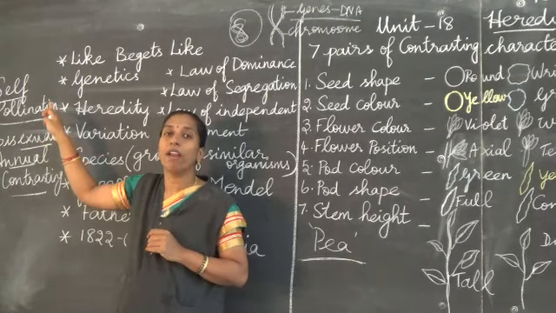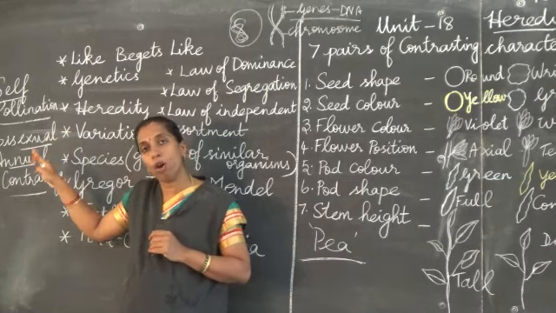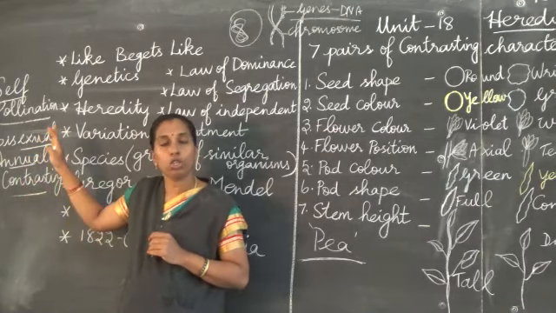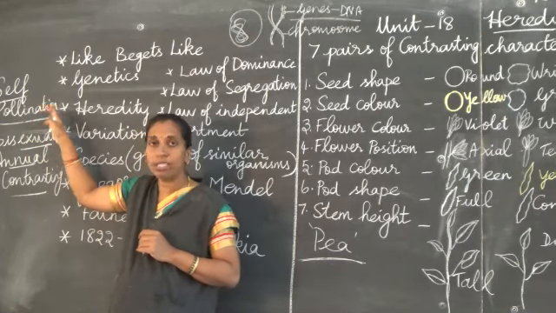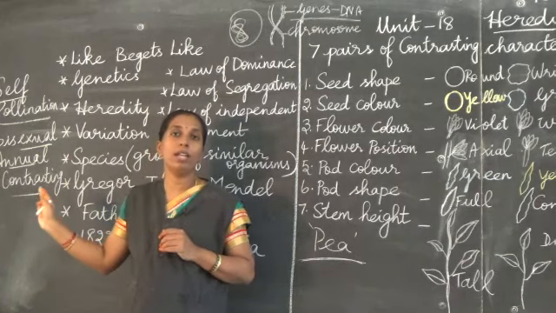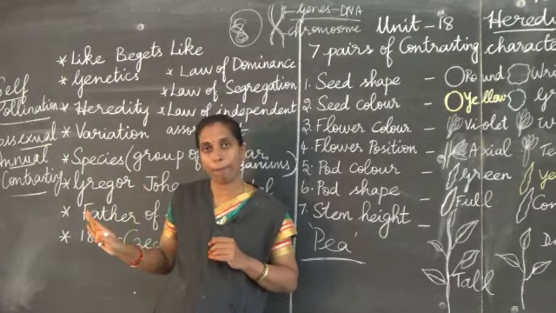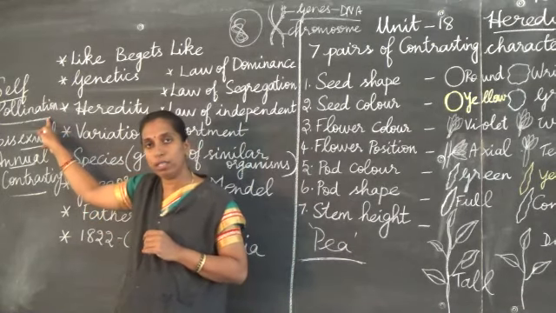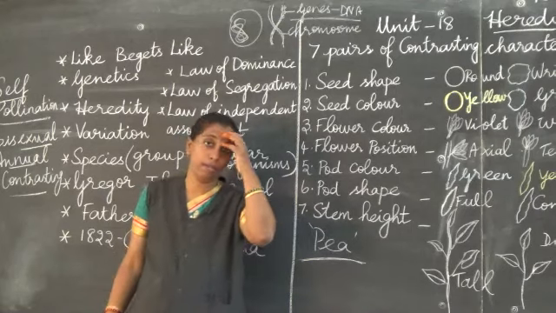Pollination means transfer of pollen grains from anther to the stigma of the same flower. That is pollination. Self means the same flower. Cross-pollination means different flower. Self-pollination means to the same flower. Cross-pollination means to the different flower.